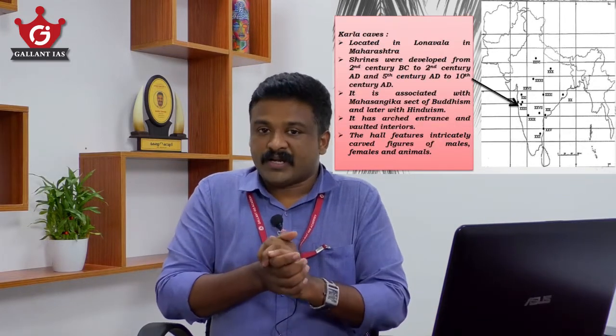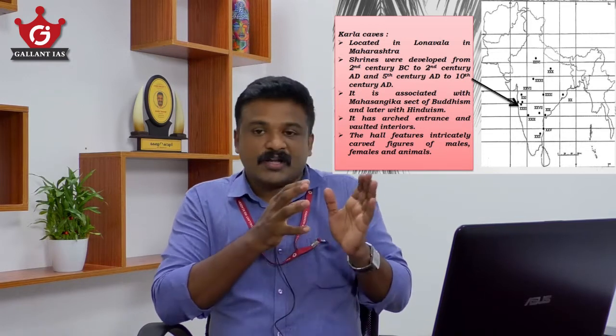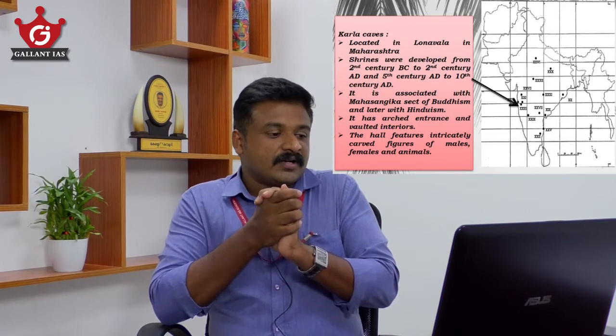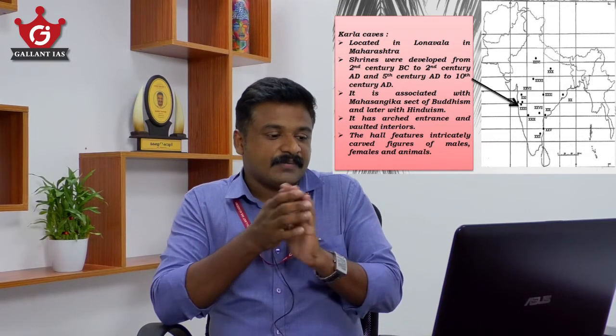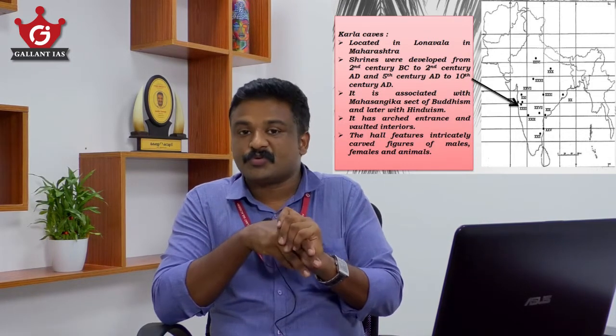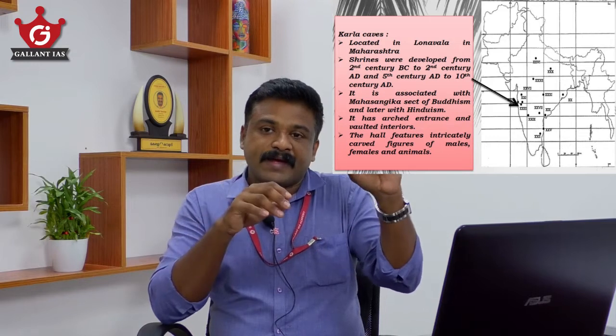Another site is, yeah, this is Karle Caves. You heard about Karle Caves. Yeah, Lonavala, which is in Maharashtra. Location is important. Now here again there is something. This is a site which is related to the Mahasangika sect of Buddhism. Mahasangika. So somewhere a UPSC question can be like this in match the pair.